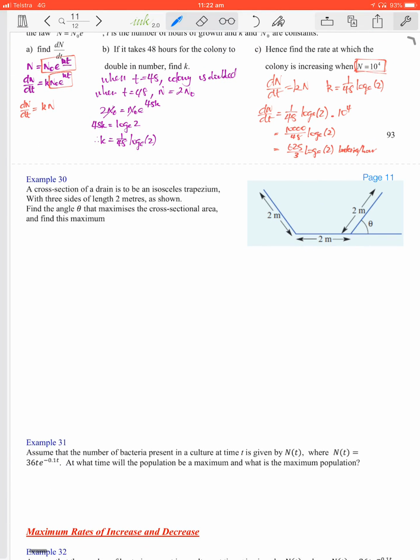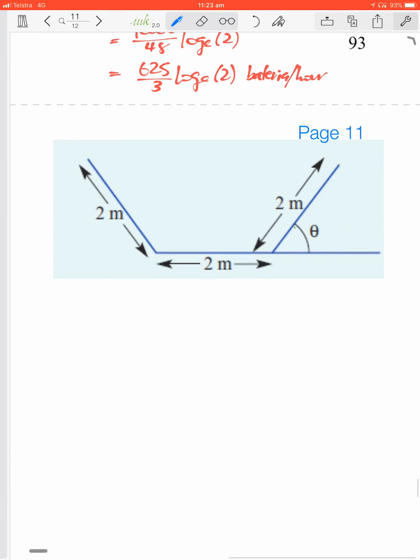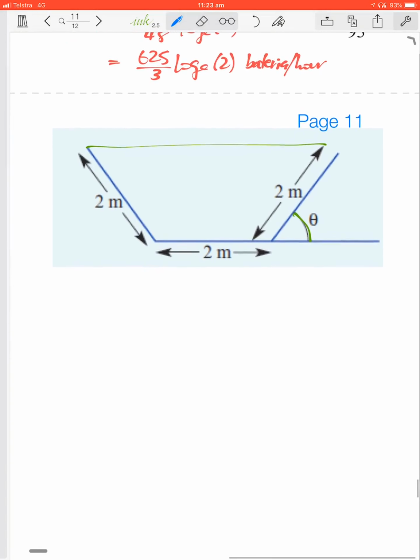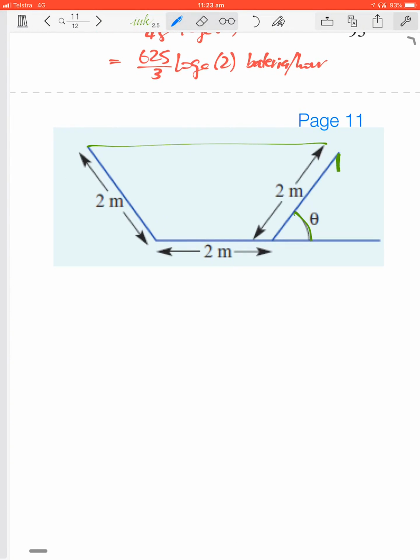A cross-section of a drain is said to be an isosceles trapezium with 3 sides of length 2 meters as shown. Find the angle that maximizes the cross-sectional area and find this maximum. So we want to find whatever angle here will make this area a maximum. Now the good news is we know if we drop a line down here, we have a right angled triangle. So I'm going to call this y, and I'm going to call this x. So we can work out something in terms of y and x.